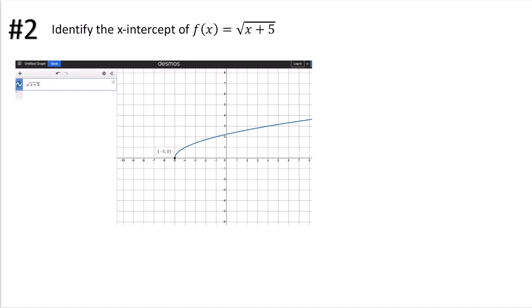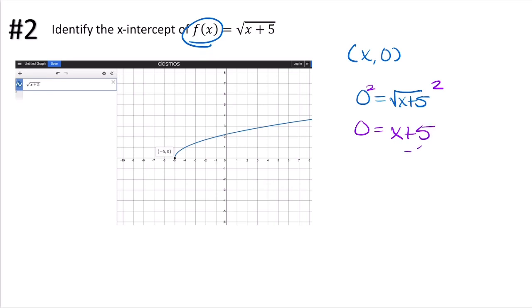If you want to do this algebraically, remember at the x-intercept, the y-coordinate is going to be 0, because we have (x, 0) for our x-intercept. So you can set this equation equal to 0 and solve for the value of x. I'm going to square both sides, and then I'm going to get 0 equals x plus 5. Then if I subtract 5 from both sides to solve for x, I'm going to get -5 equals x. So the x-intercept is going to be at (-5, 0).